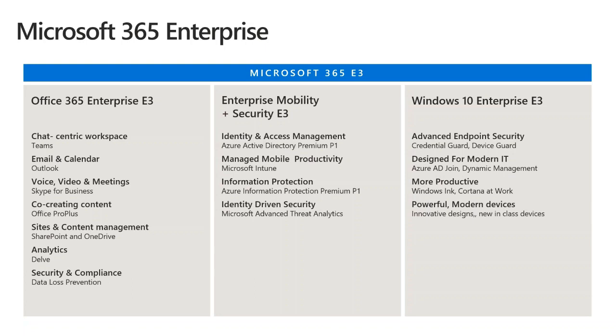If we look at E3 quite closely, we can see the underlying technology that is being used. Microsoft talks about a chat-centric workspace. They're really talking about Teams there. You get your Skype, you get your Yammer, you get your Office Pro Plus, etc. We talked about EMS. With Windows 10 Enterprise, you get things like Credential Guard, Device Guard, Azure AD Join, and Cortana at Work. So you're getting the additional functionalities within E3.